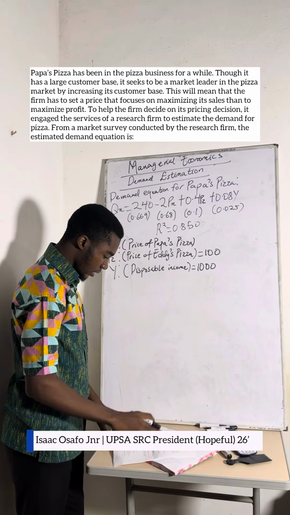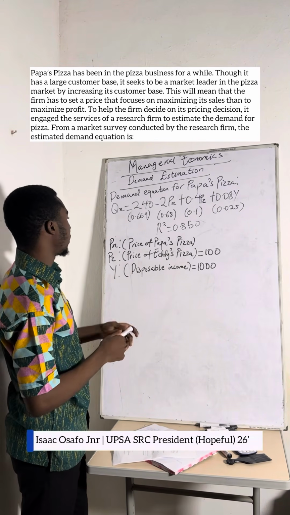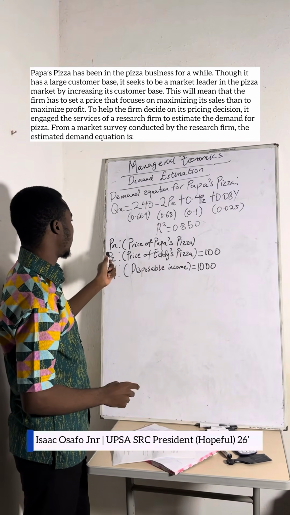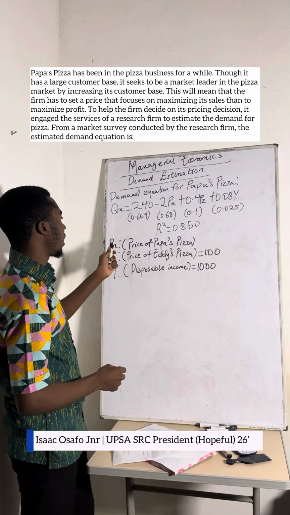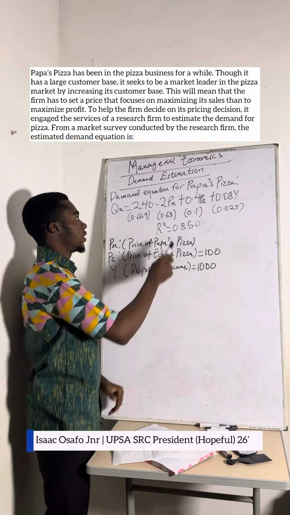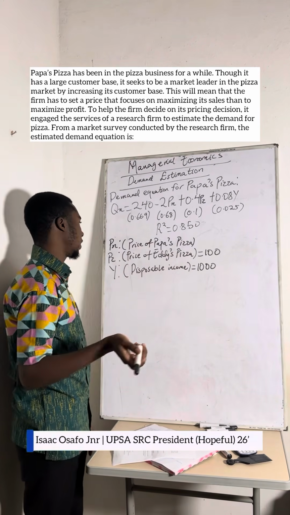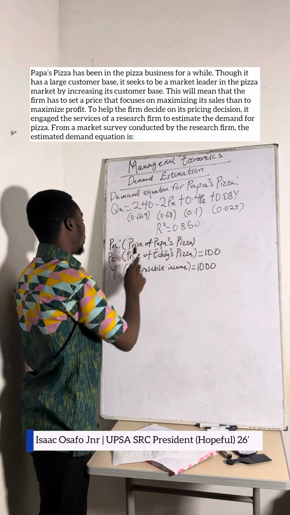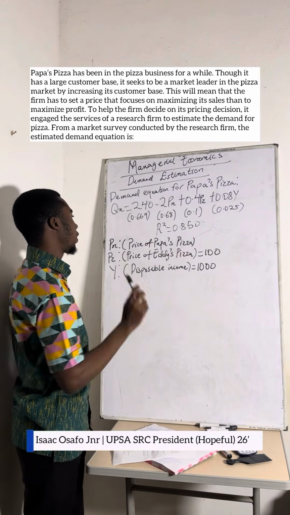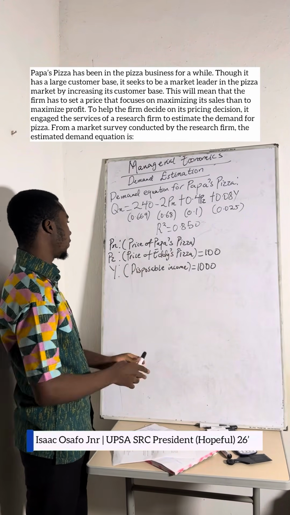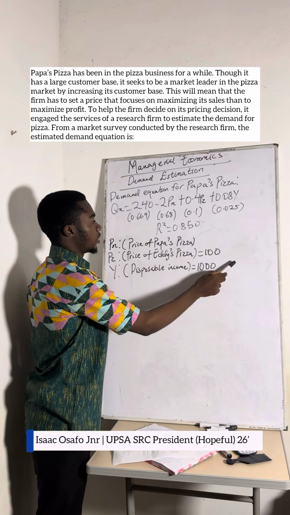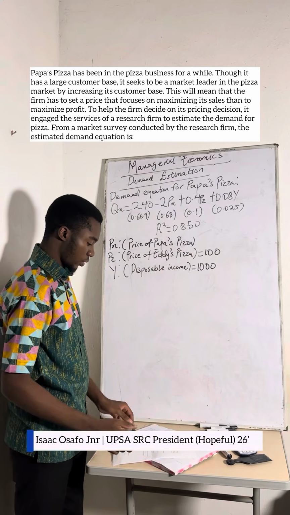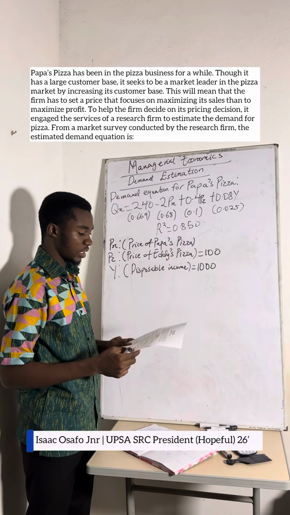So now let's move on to part I. You're also given the values for some of the variables: Px, Pz, and Y. They told you in the question that Px is the price of Papa's Pizza, so anywhere you see Px, just know that is the price of Papa's Pizza. Then they also told you that Pz is the price of Eddie's Pizza, and that Y is the disposable income. In the question, they didn't give you the price of Papa's Pizza, but they gave you the price of Eddie's Pizza to be 100 cedis, and the disposable income to be 1,000 cedis as well. All right, so now that we know all this information, let's start with part I.